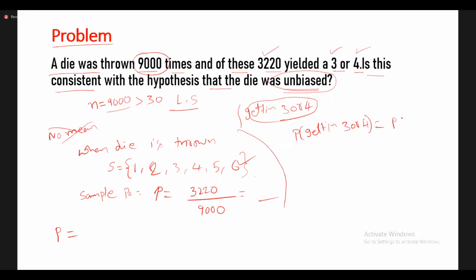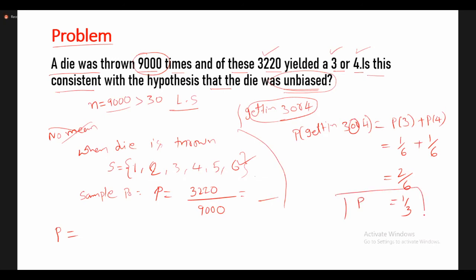That means probability of getting 3 plus, "or" means we have to add. Yeah, very good. Probability of getting 4. That is probability of getting 3, we know that is 1 by 6, plus probability of getting 4, 1 by 6. Okay, that is 2 by 6. 2 by 6 means 1 by 3. Very good, excellent.